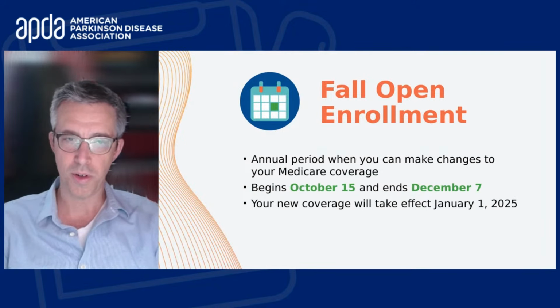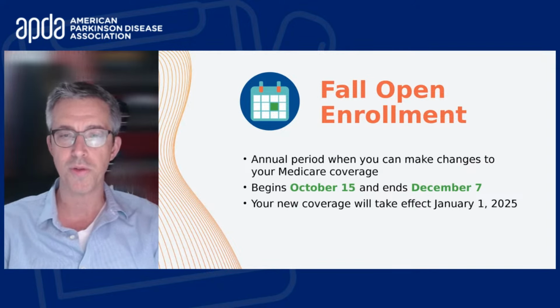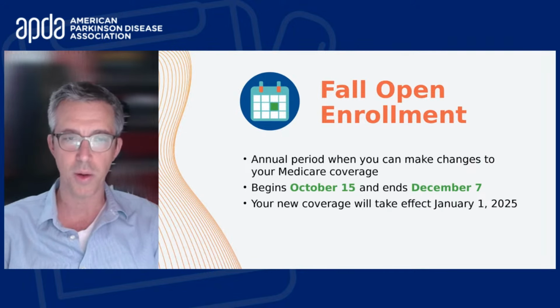Fall open enrollment. This is the annual period when you can make changes to your Medicare coverage. It begins October 15th and it ends December 7th. Your new coverage, whatever you choose during that window of time, will take effect January 1st, 2025.